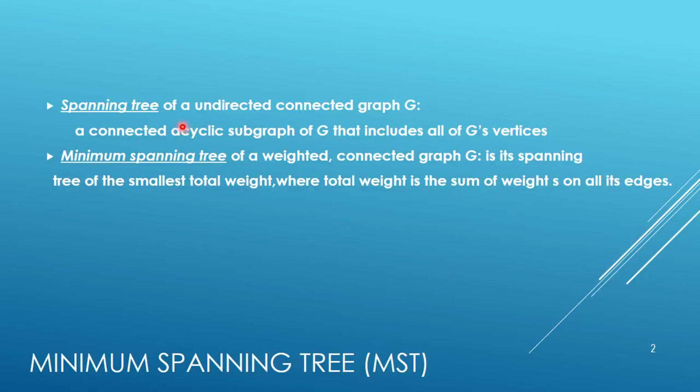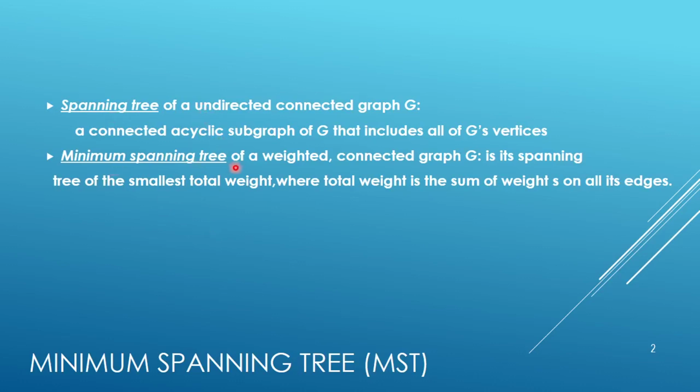A spanning tree of an undirected connected graph G is a connected acyclic subgraph of G that includes all of G's vertices. What you can understand from this definition? The number of vertices in the original graph and the spanning tree must be the same. And remember, in a spanning tree you cannot have a cycle.